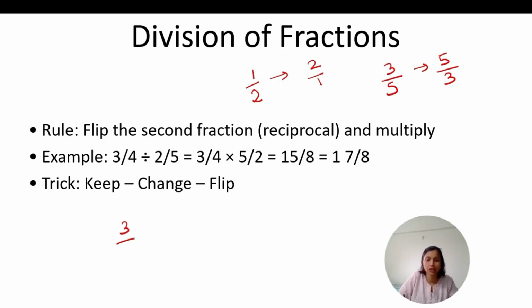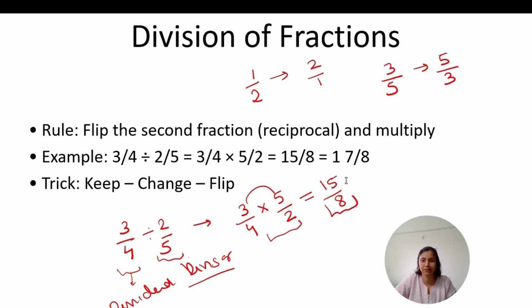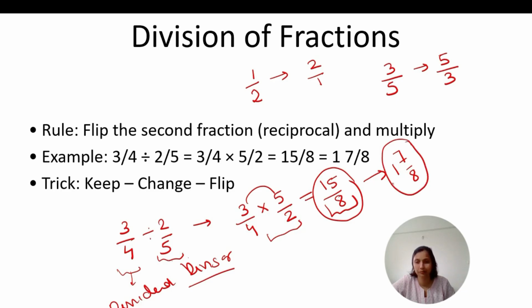So if I have to divide 3 by 4 by 2 by 5, I will flip the 2 by 5. So here 2 by 5 is the divisor, 3 by 4 is the dividend. So I will flip the divisor. So 3 by 4 into 5 by 2, and then we will follow the simple multiplication procedure. Multiply numerator with numerator and denominator with denominator. So very simple. Now since it is an improper fraction, you can convert it into the mixed fraction, which we have already discussed in another video.